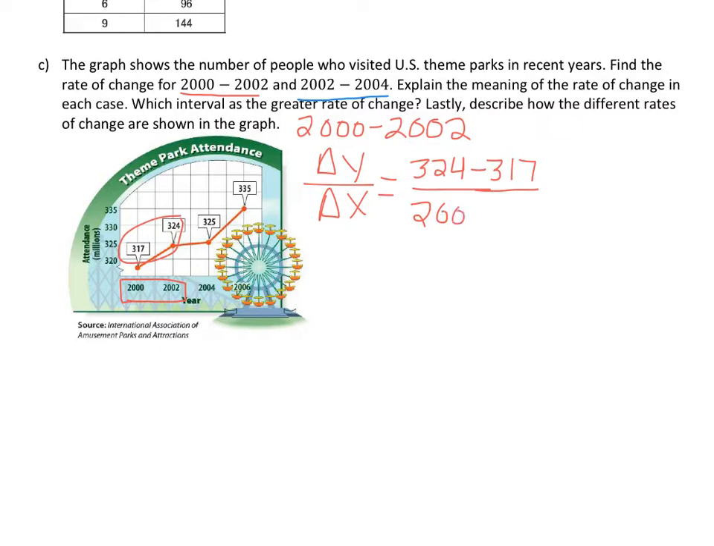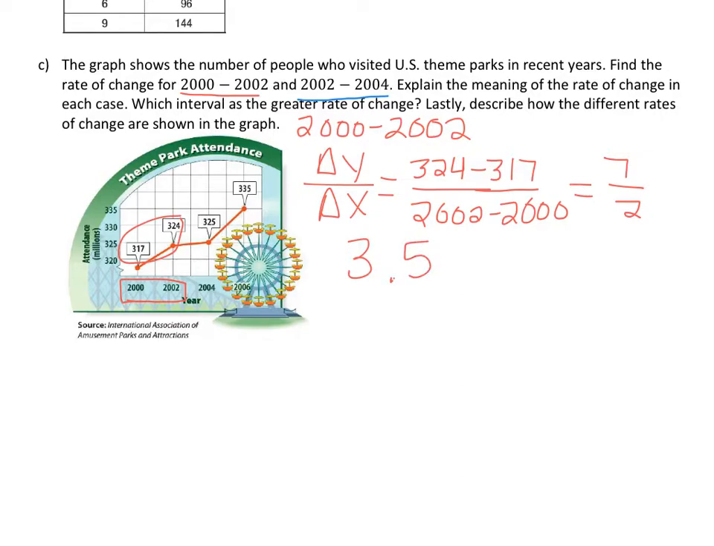So 2002 minus 2000. Now, it's important to notice in my numerator, I chose to put 324 first. And if you notice, 324 matches with the year 2002. So 2002 must also go first in the denominator. That's very important. You will have slopes and rates of change that could be negative. So let's go ahead and do these calculations. 324 minus 317 is 7. And 2002 minus 2000 is 2. Divide it out, and we get 3.5.